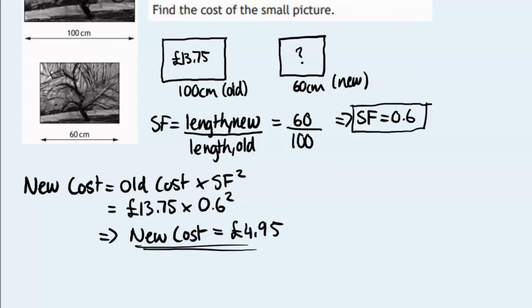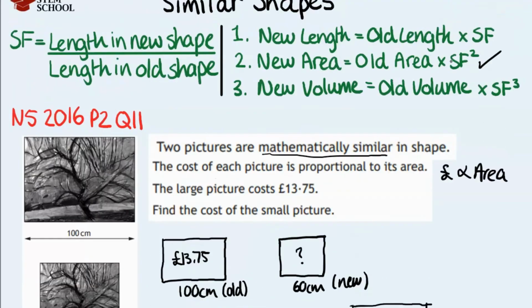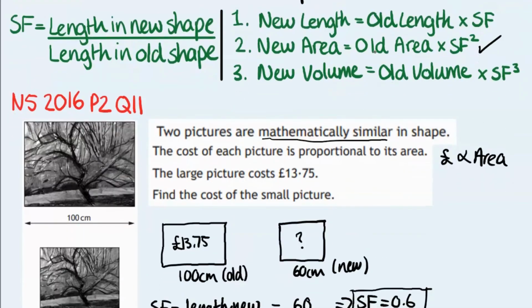So as long as you remember to label the shapes as old and new, you'll be absolutely fine. So just to clarify, the shape that has the most information about it, that's always the old shape, okay? Then the other shape is the new shape, alright? And just remember, typically the first step you have to do is just find the scale factor and then use that scale factor to find other information about it using these three formulas up here. Okay?